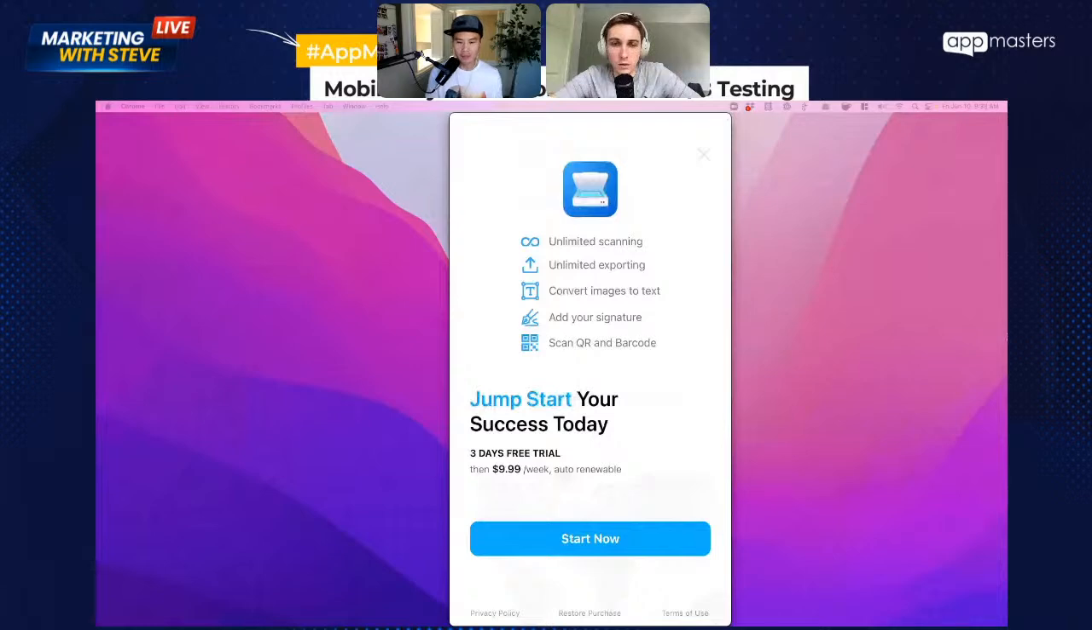It looks like this is a non-native application. I believe it's Flutter, but I'm not sure. But it looks like it's Flutter. And there's kind of line reporting. Jumpstart success today. So I would say that probably you don't need privacy policy and terms of use. That's for sure, it's an outdated App Store policy. That's the first thing, I believe.